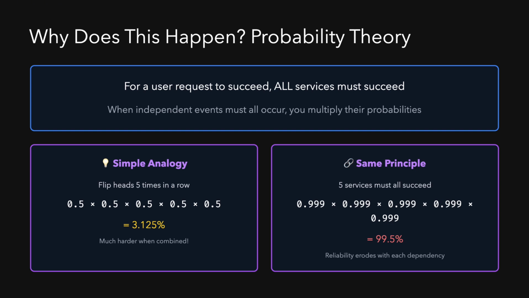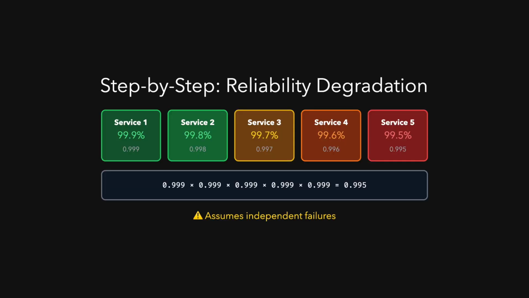But what does this mean in practice? With a 3 nines SLO, you have 43 minutes of downtime per month. But at 99.5%, you have 216 minutes. That's a 5x increase in downtime just from chaining dependencies. This is why microservices make reliability harder. Every dependency degrades your overall reliability.